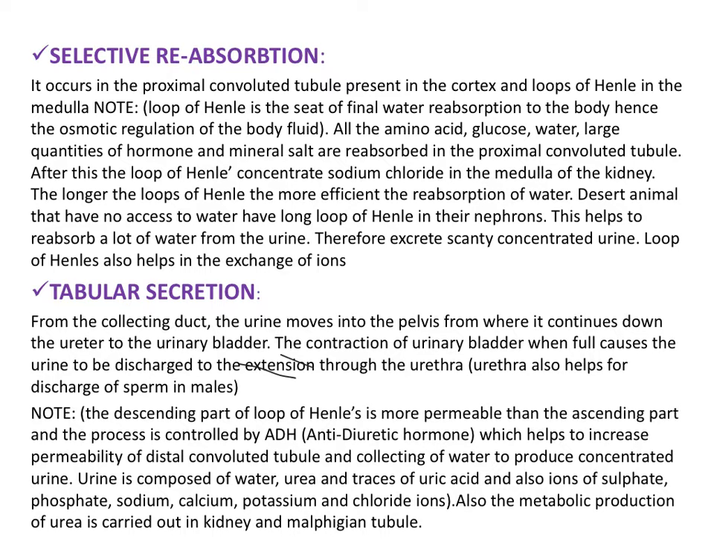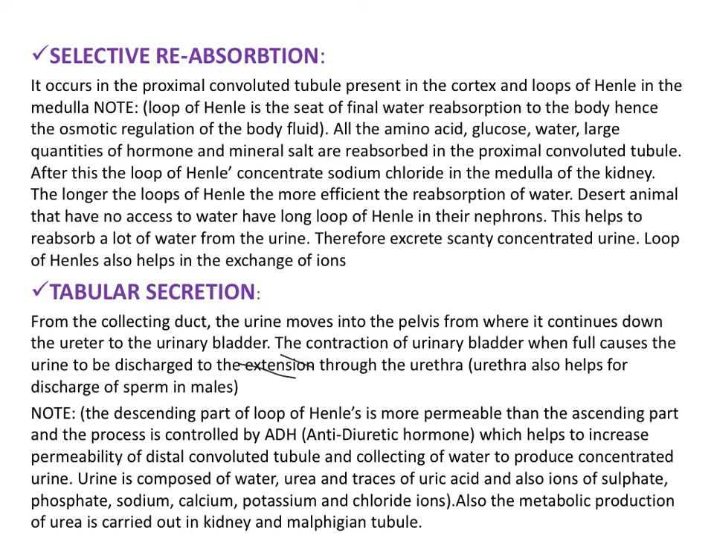In this case, when ADH is released, this hormone causes the distal convoluted tubule to be permeable to water. So there will be reabsorption of water from the distal convoluted tubule. This reabsorbed water gets into the blood, increases the blood volume, and normalizes the blood pressure. But if blood pressure is high, ADH will not be released, and so water will be excreted, giving you a dilute urine.